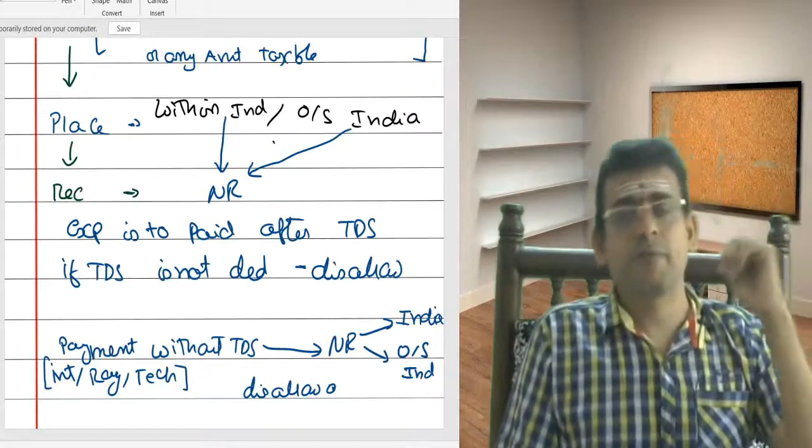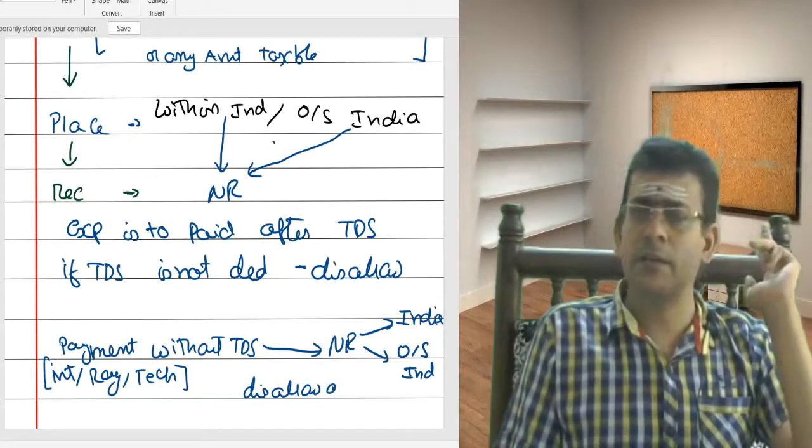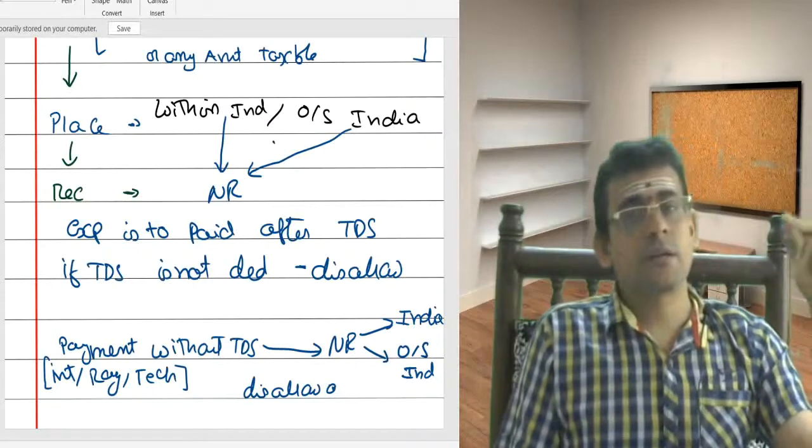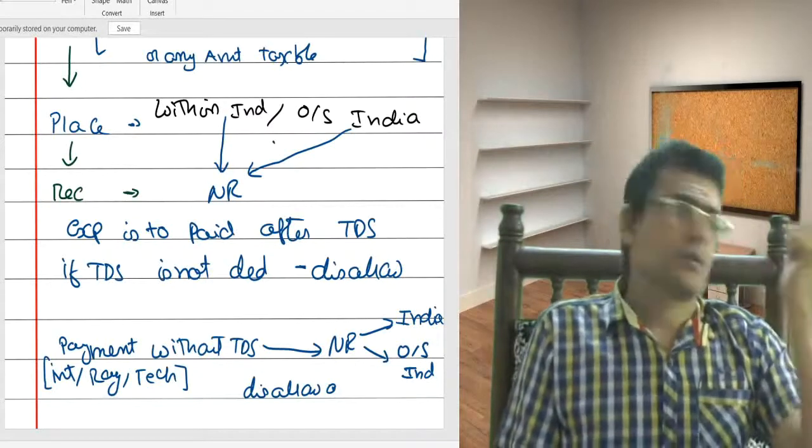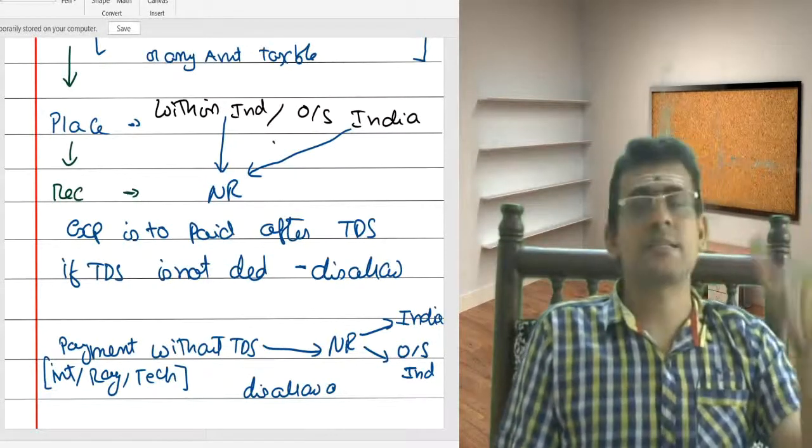So how can you correct the default? You have not deducted the TDS, but the non-resident recipient has filed the income tax return. The non-resident recipient has considered this as income.